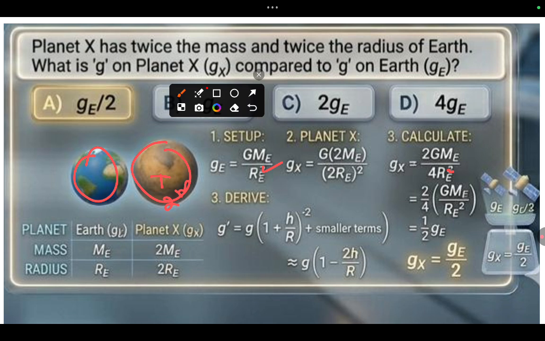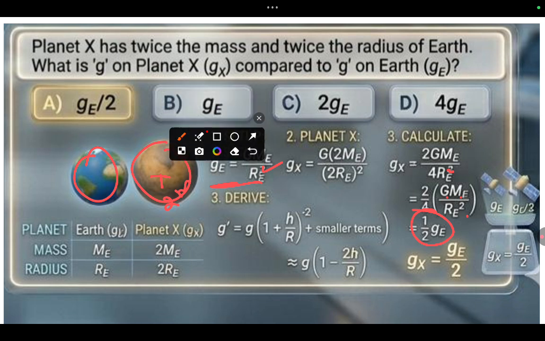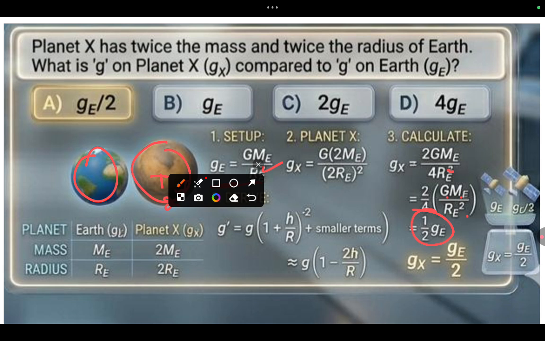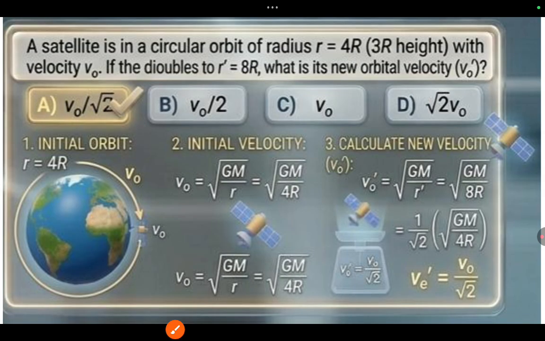Now 2 by 4 is nothing but 1 by 2. So GMe by Re square is nothing but g. So 1 by 2 g. Clear? 1 by 2 g. That means g by 2. Here it is clearly mentioned: Earth mass is Me, planet X is 2Me, radius is Re, here it is 2Re. This is okay, clear. Then we go for the next one.